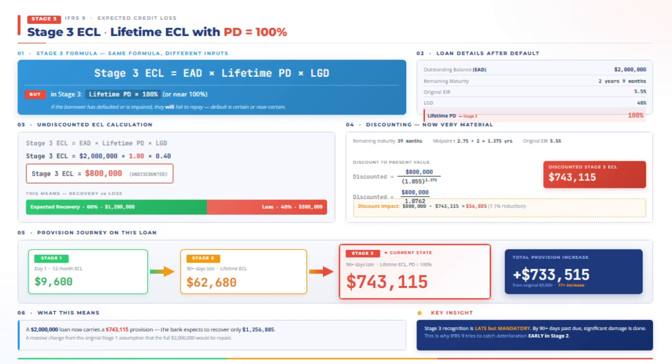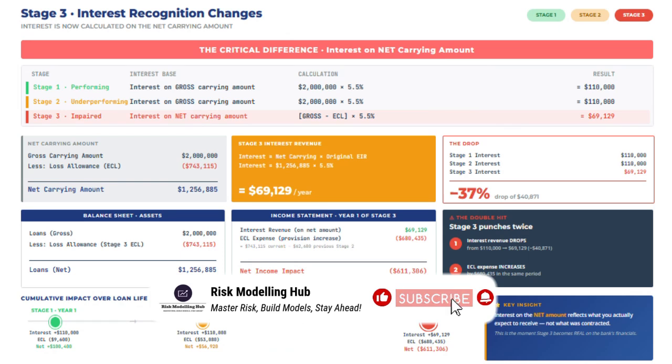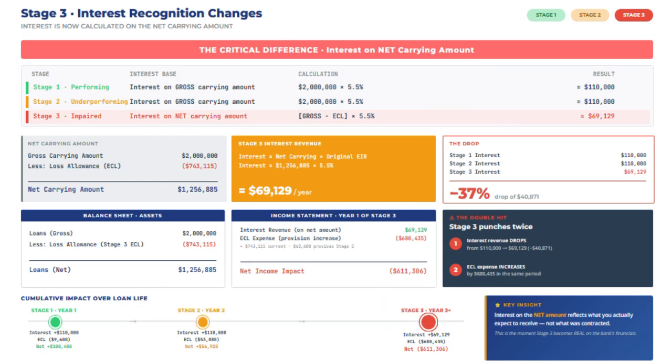Interest calculation flips from gross to net, and this creates a double hit to the earnings. The critical difference lies in stage 1 and stage 2 first. Here the interest accrues on the gross carrying amount. You can see that the stage 1 interest is about 1,10,000 and stage 2 is also the same. But since stage 3 is impaired, the interest will be calculated on the net carrying amount, and the result will come out to be 69,129.